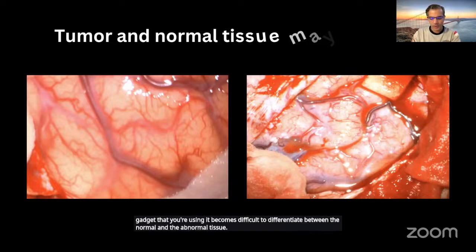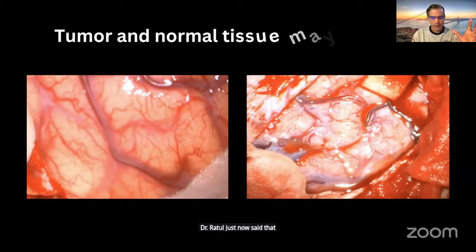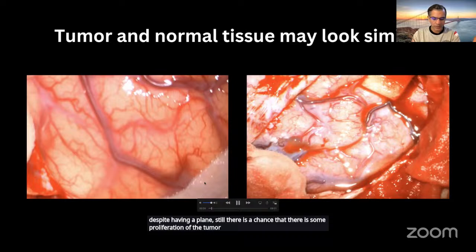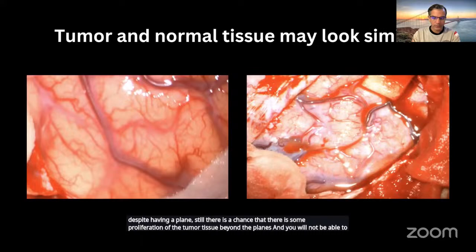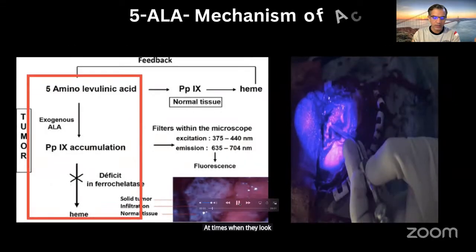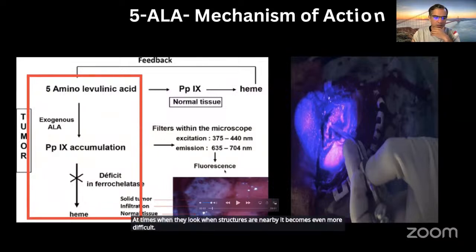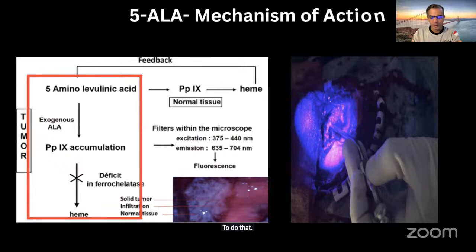Dr. Atul just now said that, yes, in high-grade gliomas, you can find a plane. But despite having a plane, there is still a chance of some proliferation of the tumor tissue beyond the planes, and you will not be able to differentiate it with the naked eye. At times, when the eloquent structures are nearby, it becomes even more difficult. How do you identify the abnormal tissue?